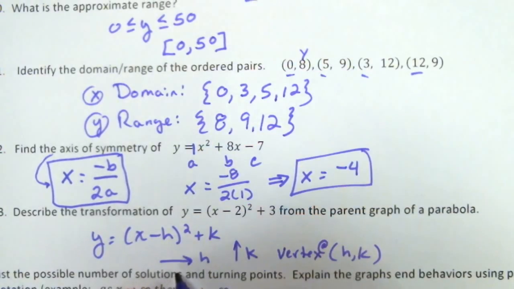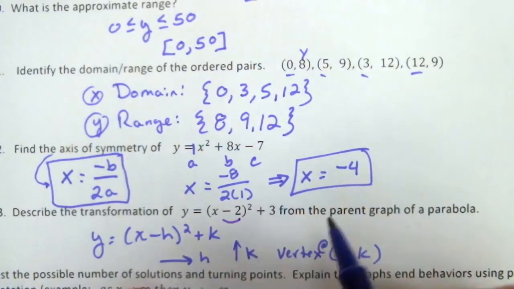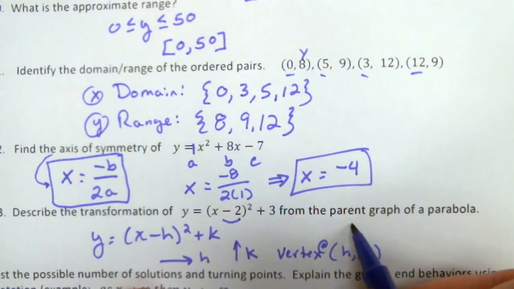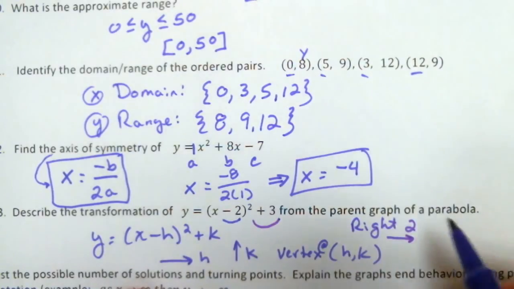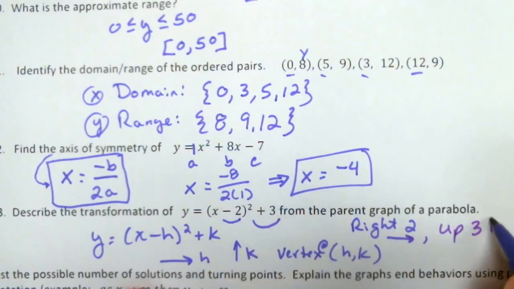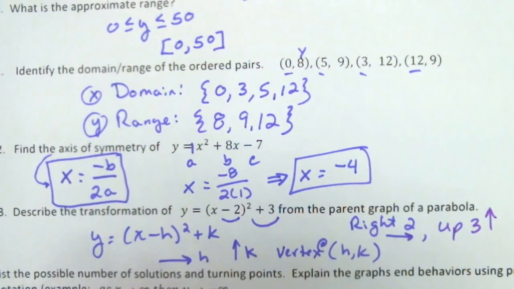So going with the shifts, since this is minus 2, remember inside lies, it's going to be moved right 2. And then the plus 3 tells you how far it goes up. And then up 3. So that's the transformation.